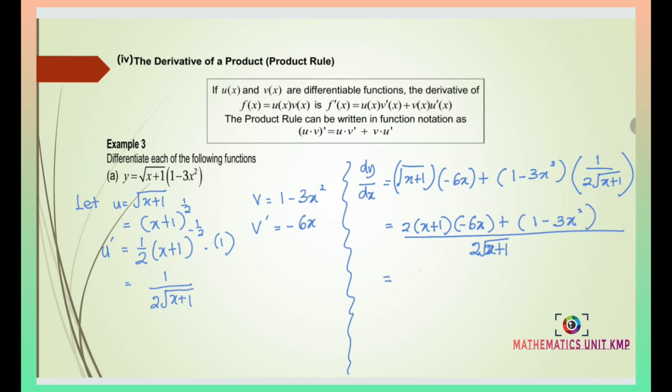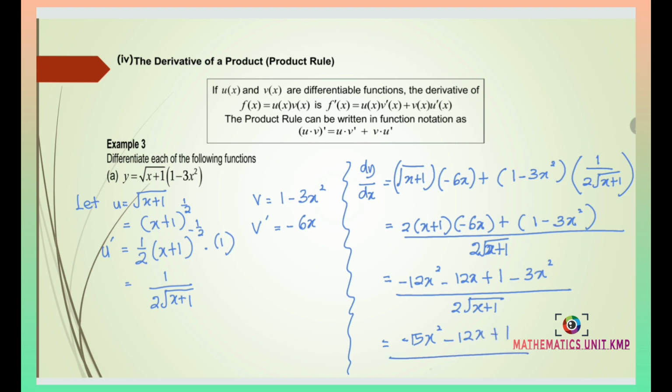Then we simplify the numerator, we get negative 12x squared minus 12x plus 1 minus 3x, and the denominator is still 2 square root of x plus 1. After that, we simplify, we get negative 15x squared minus 12x plus 1 over 2 square root of x plus 1. This is the final answer.